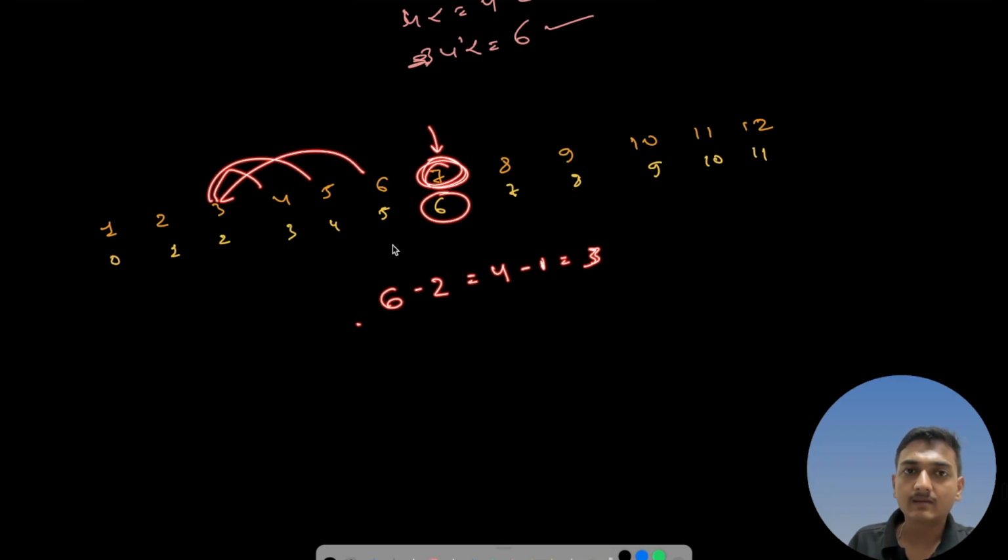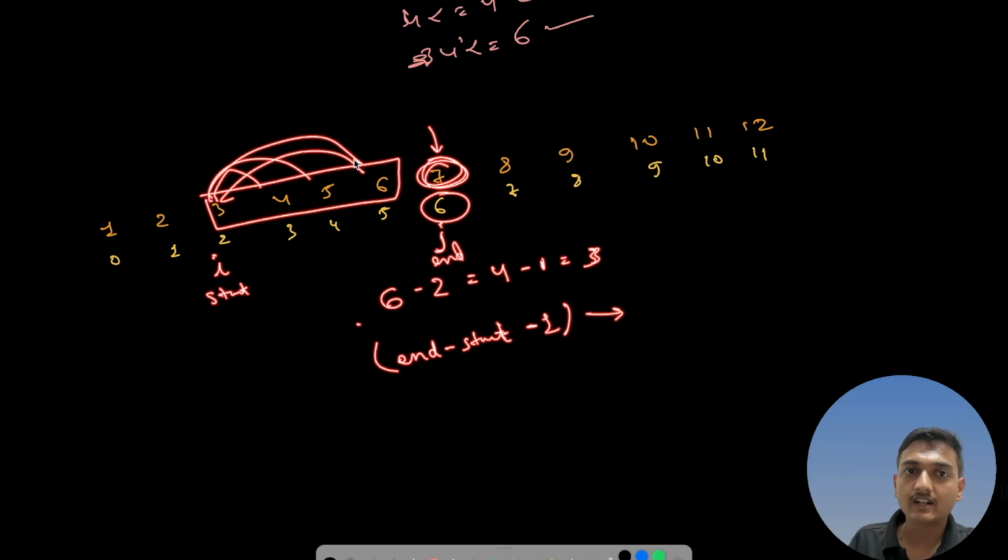So can I write something like, if this is my i loop, this is my j loop, or maybe this is my start pointer and this is my end pointer. Can I write something like this, end minus start minus 1? If I write this, can I get all the pairs which are starting from 3 and ending at 6? I think yes, this can be my answer.